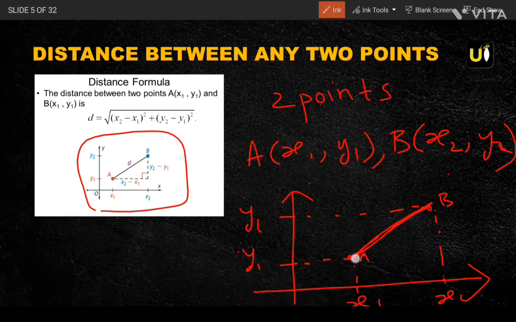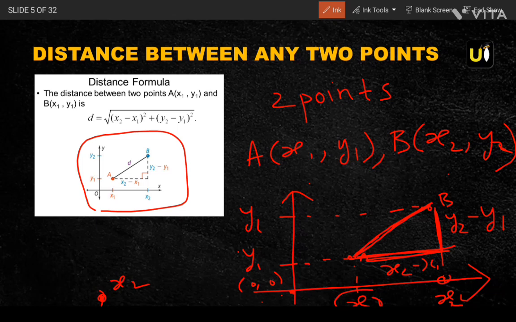Now we are supposed to find this distance. Let's see what this distance is. This is x2 minus x1, and this distance is y2 minus y1. How did we measure this? Basically this is origin. The distance of point x2 from origin is x2, and the distance of point x1 from origin is x1. Let's draw a diagram. This is x2 and this is x1. Now the distance between these 2 points is x2 minus x1. Similarly for y2 and y1.